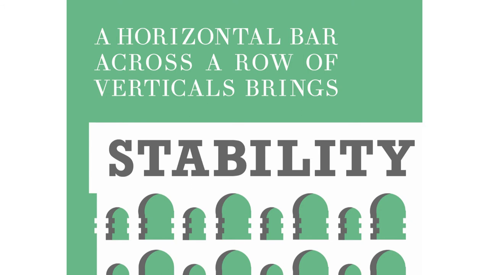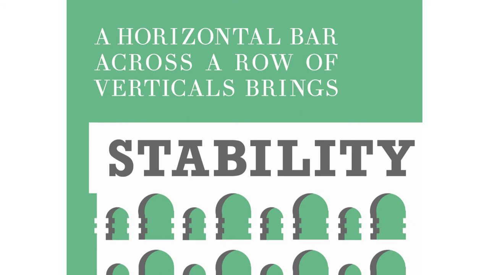All right, a horizontal bar across a row of verticals brings stability. Think of a silhouette of Roman architecture, aqueducts, the Colosseum, anything like that. Anytime we've talked about these basic shapes, students in the past have told me it reminds them of a table or a dock, even a bridge, things that really stand stable.